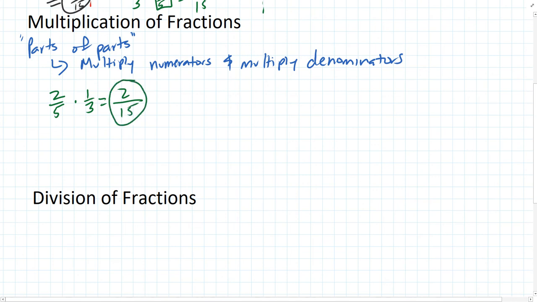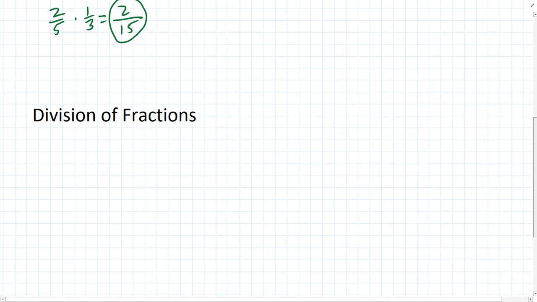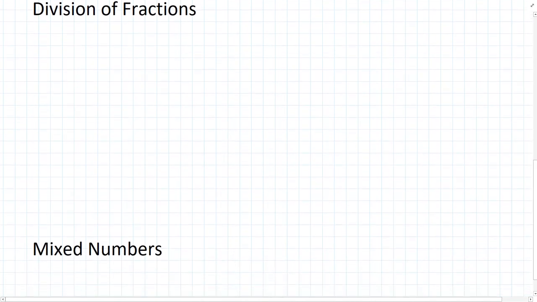So that's all there is to multiplying fractions. We multiply 2 times 1, the numerator, 5 times 3, the denominator, and we get the fraction. In this case, we don't need to simplify, so we're all done. The product would be 2/15. Okay, the next thing we're going to look at is division of fractions.